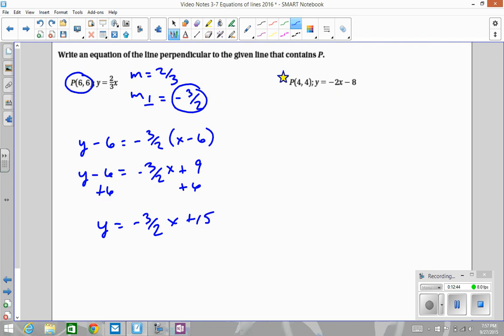So let's look here. The slope is 2/3 for the original, and the slope of the new one is negative 3/2. They multiply to give me negative 1, so they are perpendicular. And this is my equation of my perpendicular line that goes through the point (6, 6). Please do the one right next to it.